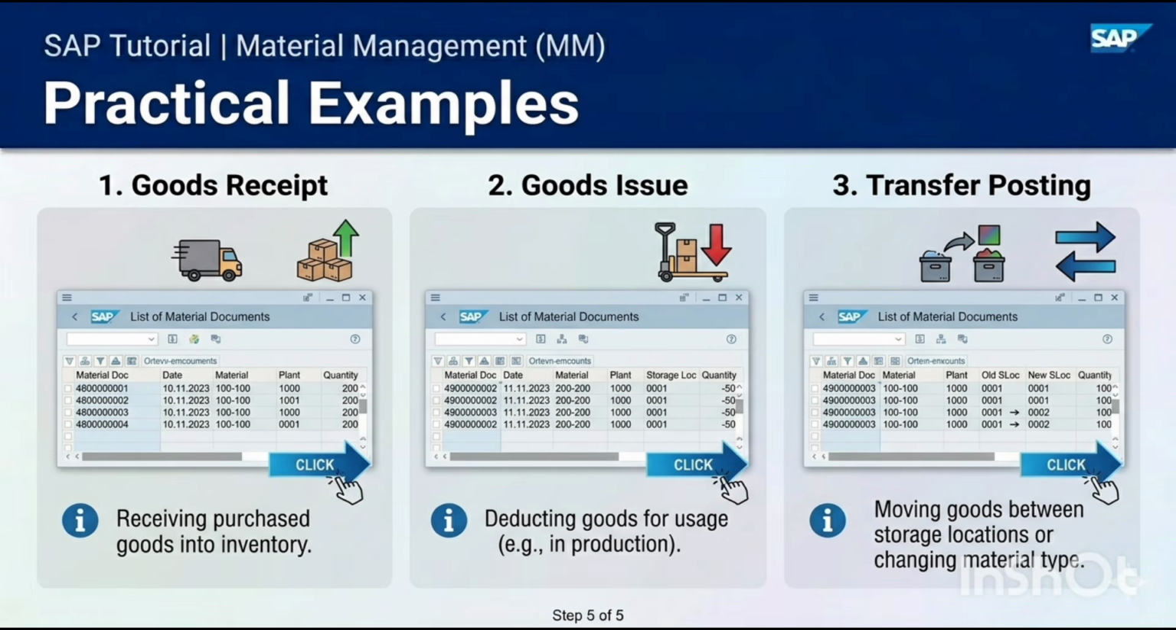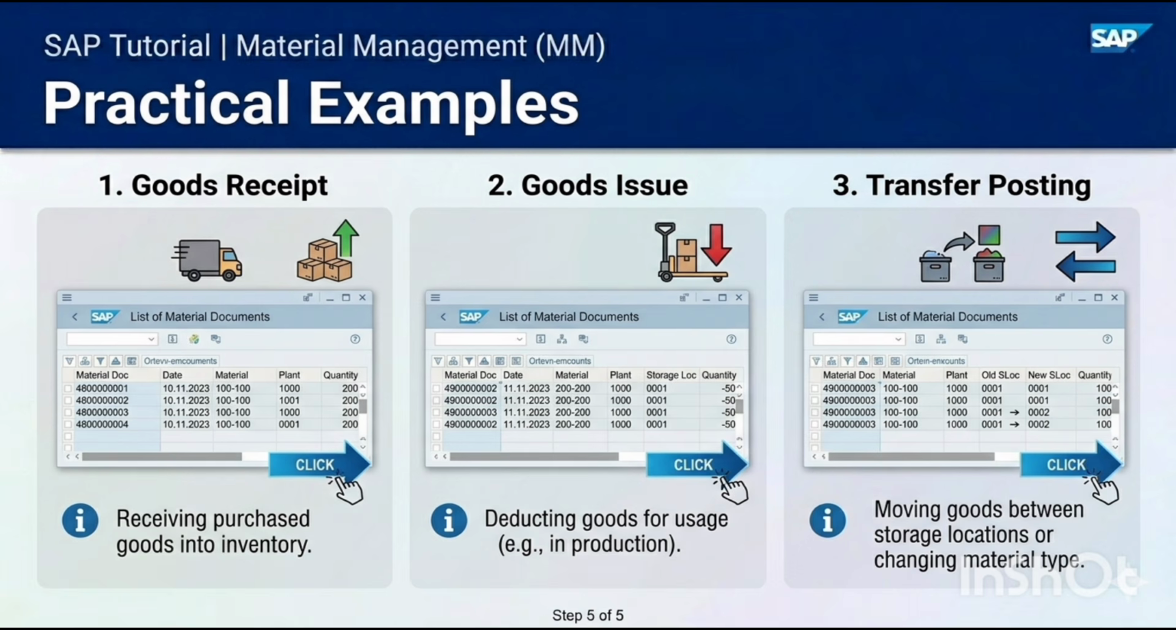Let's look at some practical examples. In the first section you can see the goods received from a purchase order. This is movement type 101. This is receiving purchased goods into the inventory. You can see the material document number, dates, material, plants and quantities that are received through goods receipt.